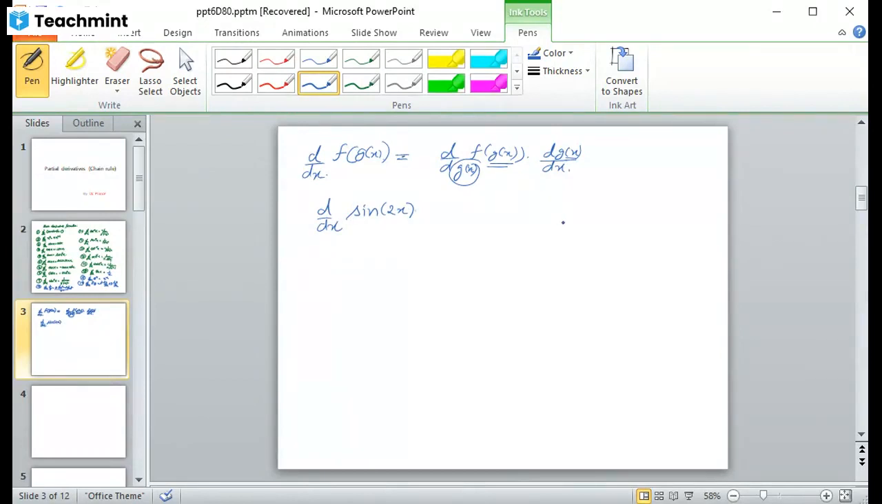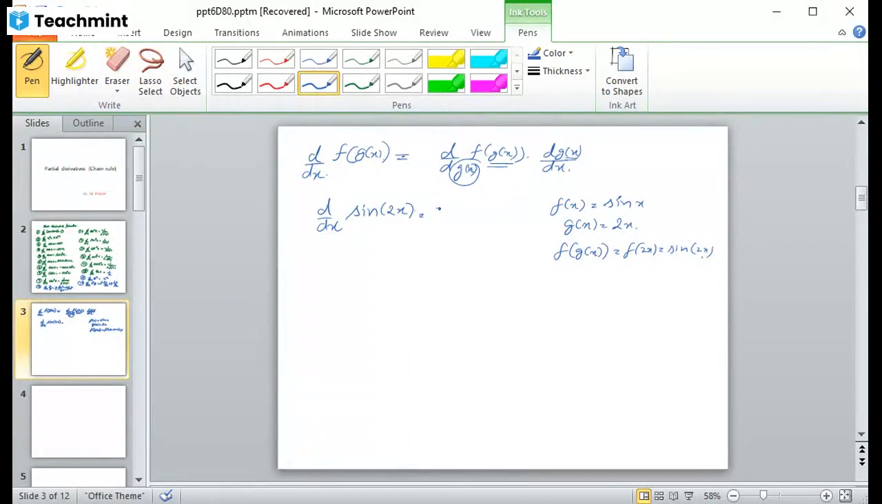So in this case, what is your f of x? Here your f of x is sine x, and here your g of x is 2x. Okay, so when I write f of g of x, it means I write f of 2x, then this is sine of 2x. Okay, so it is a composition of the two functions. Here g of x is 2x. So here sine depends upon 2x and 2x directly depends upon x.